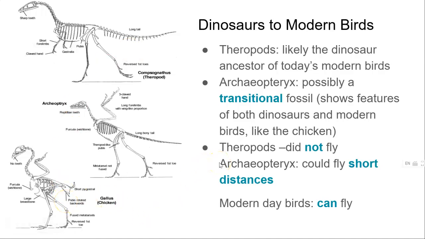And the theropods did not fly. They were too heavy. They were just not built to fly. The Archaeopteryx is thought to have been able to fly short distances, and then modern day birds with some of their evolved features are able to fly.